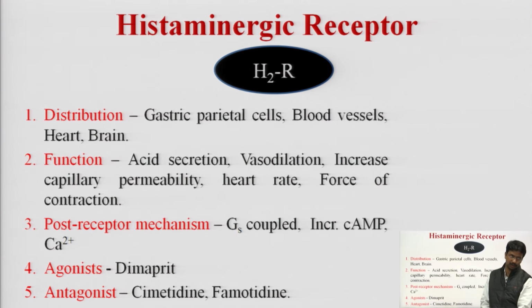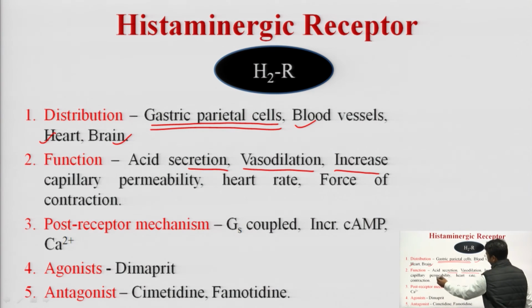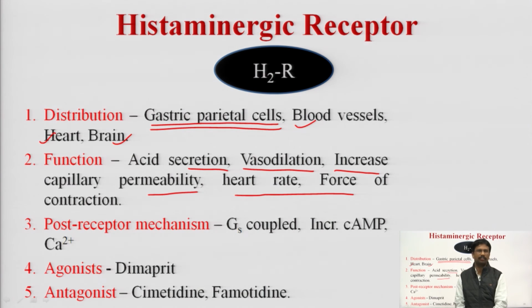Now, moving towards the H2 receptor. H2 receptor is primarily found in the gastric parietal cells. Remember this: here it is responsible for HCl secretion. It is also found in the blood vessels, heart and the brain. Since it is found in gastric parietal cells, it will secrete the acid. It dilates the blood vessels, increases capillary permeability, and stimulates the heart contraction by increasing the force of contraction.